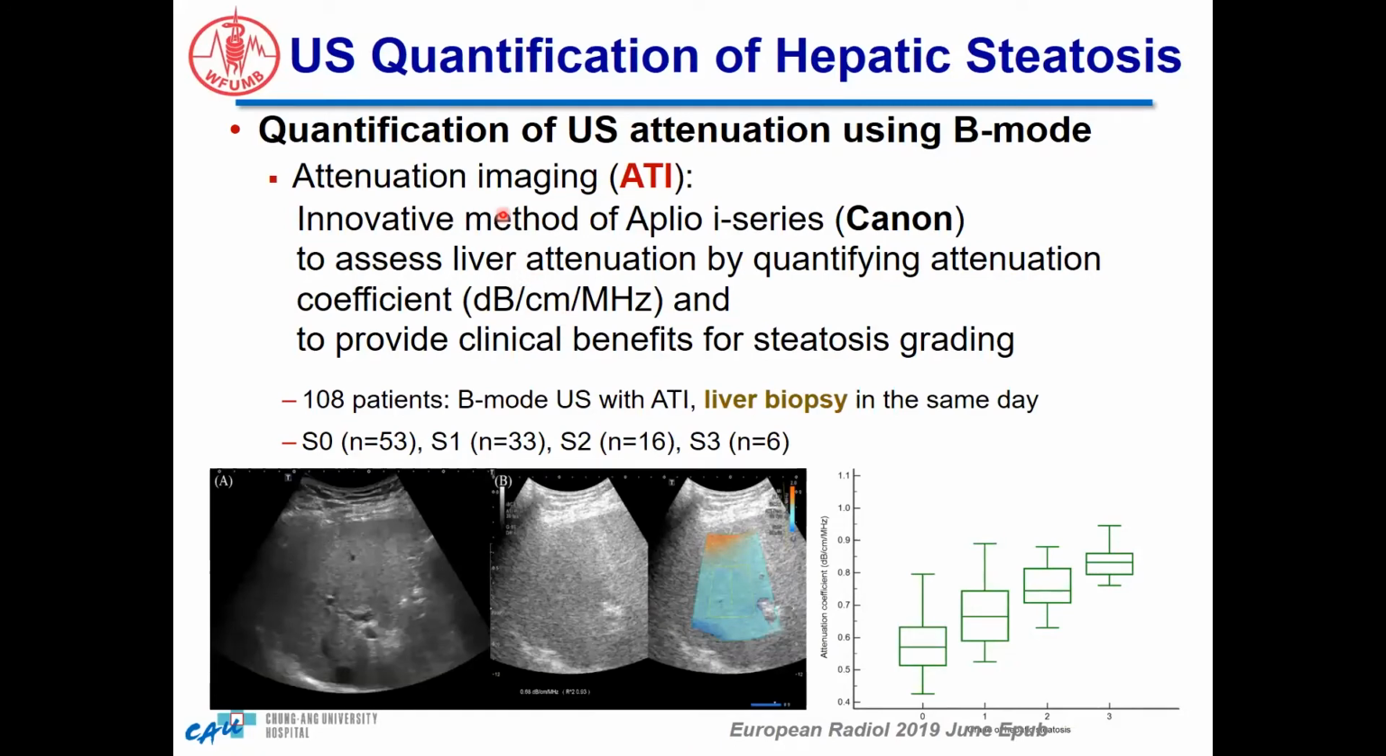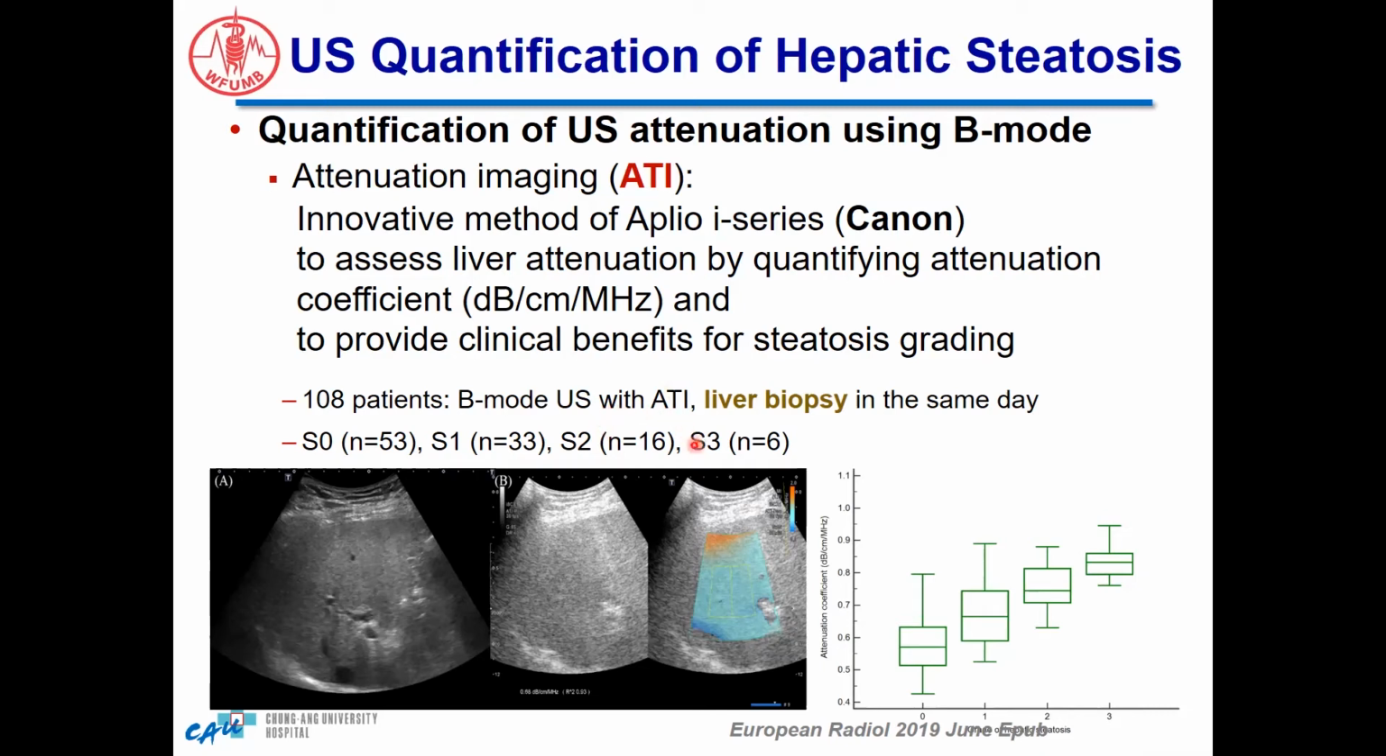ATI is another method of quantification of ultrasound attenuation using beam mode. ATI is an innovative method of Canon company to assess liver attenuation by quantifying attenuation coefficient and to provide clinical benefit for steatosis grading. Here you see one recent study.